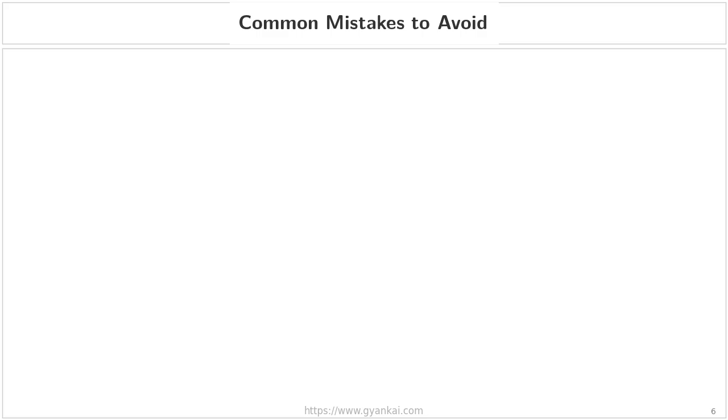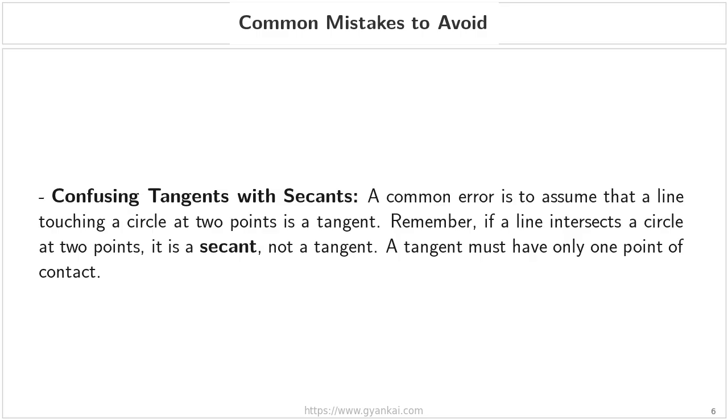Common mistakes to avoid. First, be careful not to confuse tangents with secants. It is a very common error to assume that any line touching a circle is a tangent. However, if a line passes through the circle and intersects it at two distinct points, we no longer call it a tangent, we call it a secant. Always remember the rule we discussed earlier. A tangent must have exactly one, and only one, point of contact.